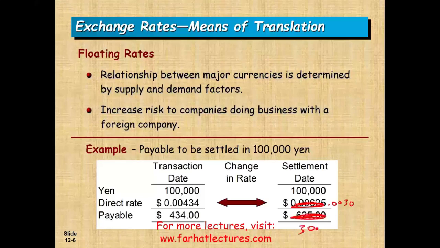Then only what you have to pay is $300. So you thought you're going to pay $434, now you pay only $300. But again, that's a risk you are taking, and you're not in the business of foreign currency risk. You're in the business of buying material, building your product, selling your product.